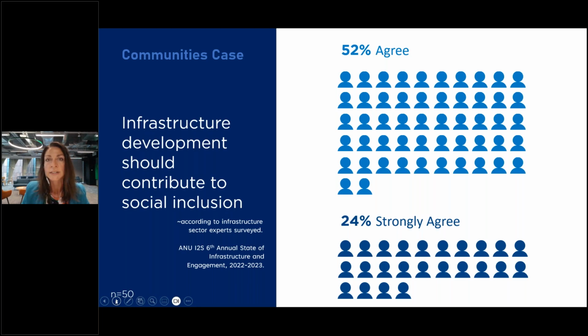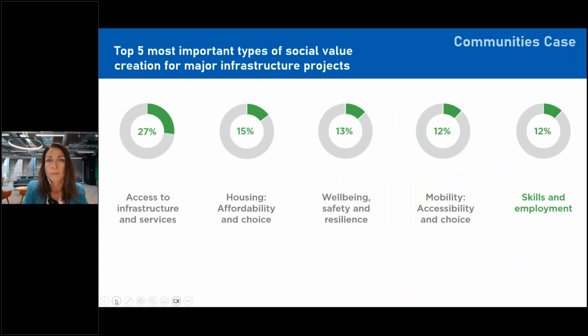We're seeing an increased acceptance that projects should do more than simply deliver physical amenity or financial benefit. And I think that's really critical. When we think about the community's perspective for the S in ESG, we also ask sector professionals, what can projects really do? What can they deliver? What can their role be? And these are the top 5 most important types of social value that can be created from investment in major infrastructure projects, according to our experts.